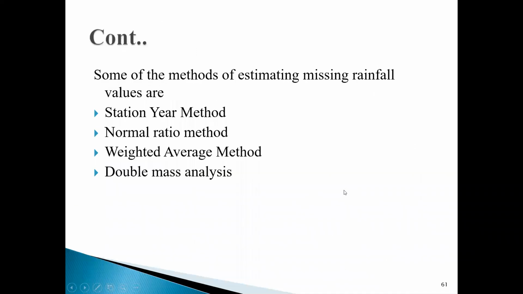Now these are some of the methods by which we can estimate the missing data at a particular rain gauge station. Some of the methods of estimating missing rainfall values are: the first one is the station year method, the second one is the normal ratio method, the third one is the weighted average method, and the fourth one is the double mass analysis. These are the methods by which we can estimate and also adjust the missing data at a particular rain gauge station.